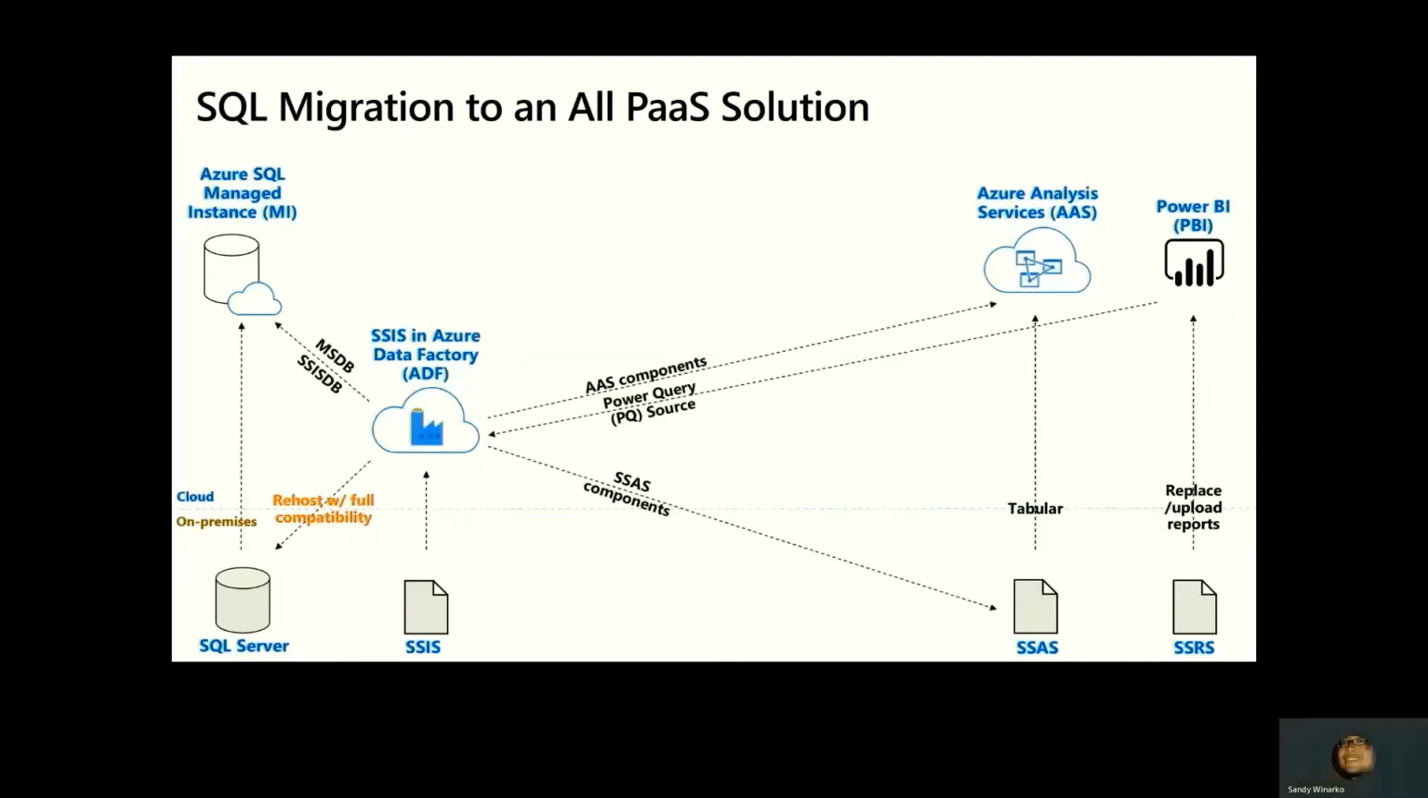Now that you perform data integration using SSIS in ADF, it can connect to various resources on premises and in the cloud. For example, it can fetch packages stored in MSDB or SSIS DB hosted by SQL MI. It can still access databases hosted by SQL Server on premises.